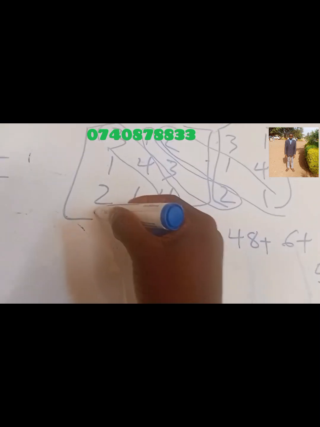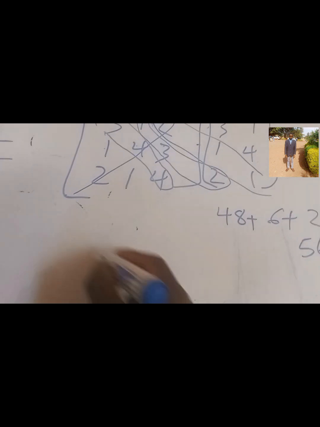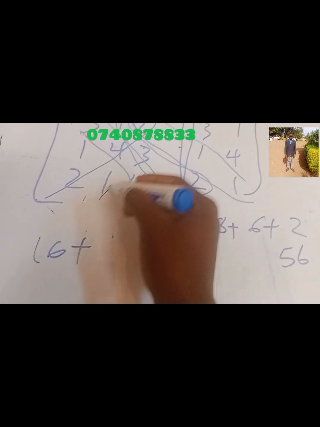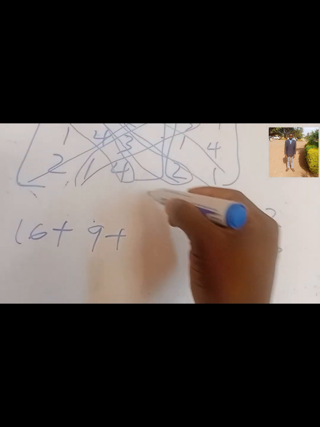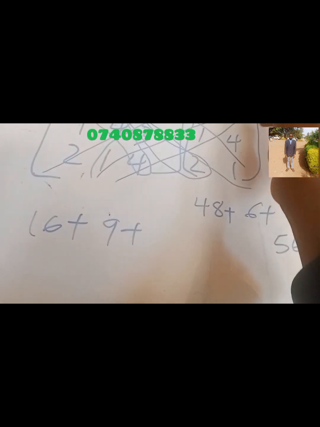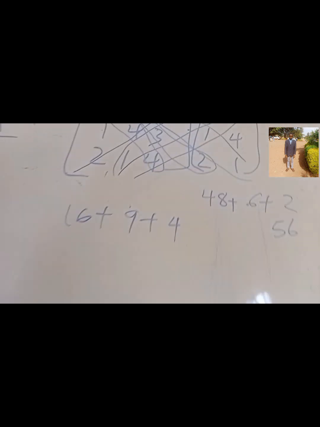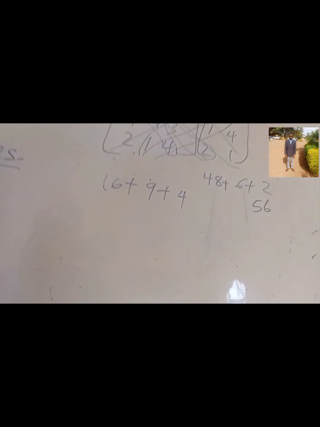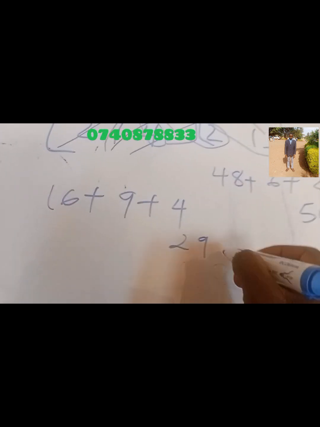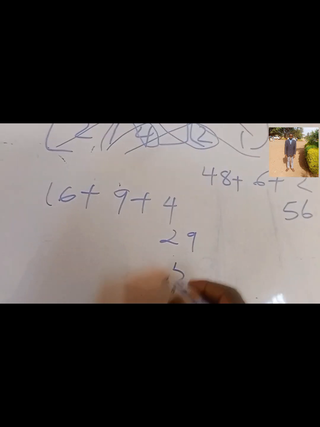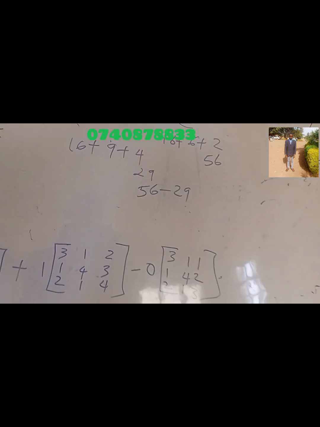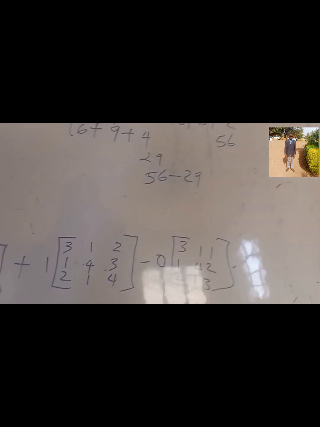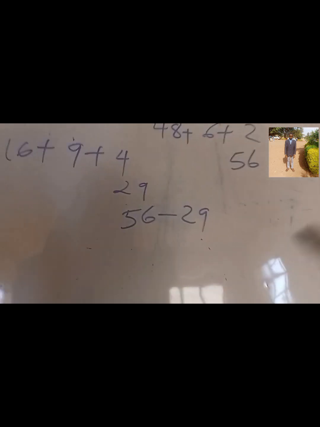Let's check on the other diagonal. We'll have 4 times 2 times 2, which is just 16. Plus we have 1 times 3 times 3, which is giving us 9. Plus we have 4 times 1 times 1, which is giving us still 4. So 16 plus 9 plus 4, that is 29. You take 29, you subtract it from 56. So 56 minus 29, which is giving us 27.